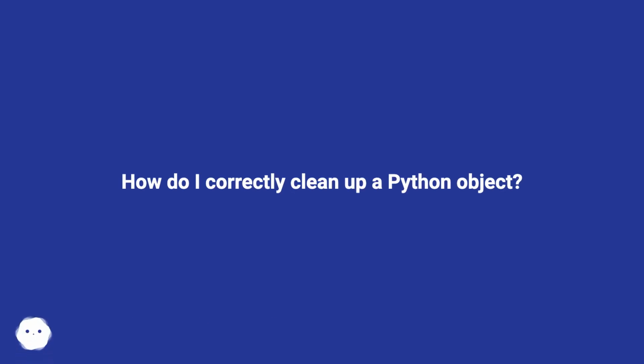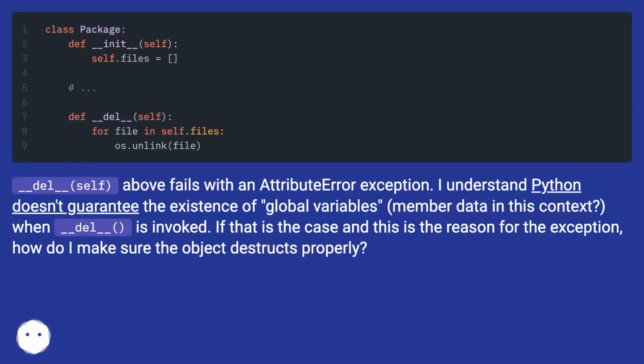How do I correctly clean up a Python object? __del__(self) above fails with an attribute error exception. I understand Python doesn't guarantee the existence of global variables, member data in this context, when __del__ is invoked. If that is the case and this is the reason for the exception, how do I make sure the object destructs properly?